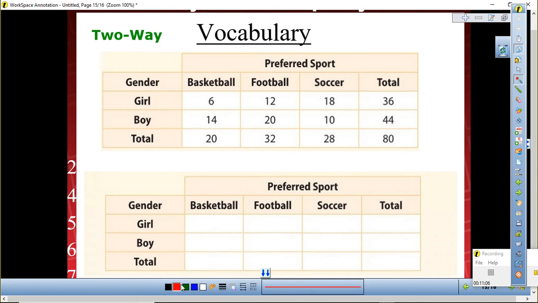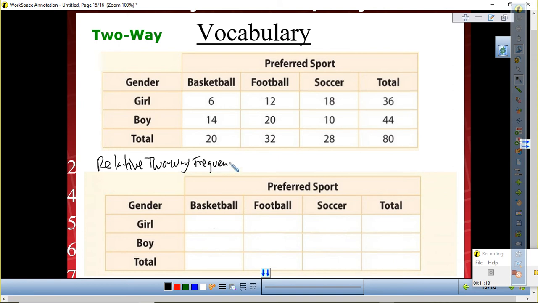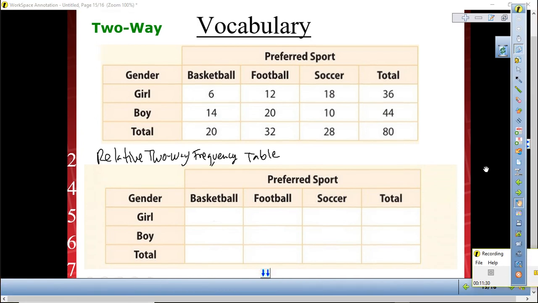And we're going to label this one what? That is correct. Relative two-way frequency table. Copy that. I'll give you some time. All right, so relative two-way frequency table.